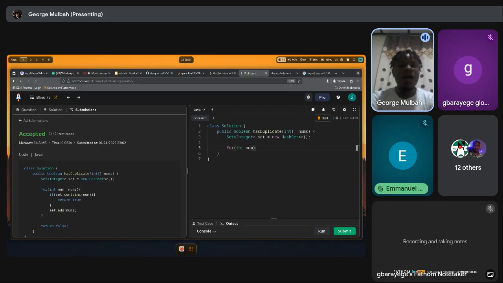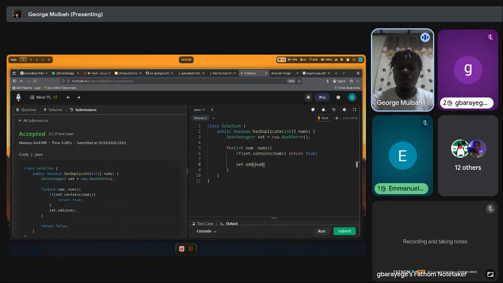So the idea I was trying to use, but then I was getting that error, was: if the set contains num, we return true. Else, set dot add.